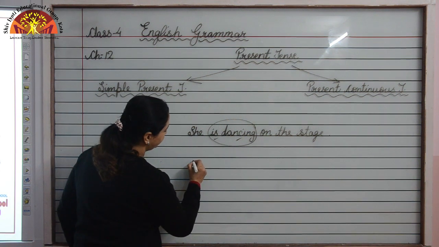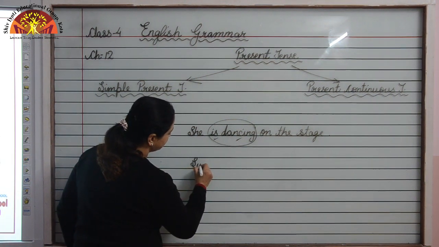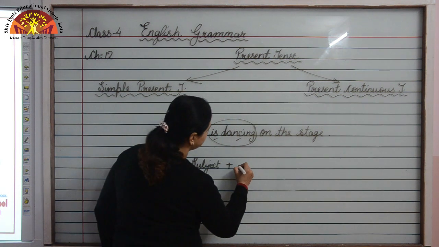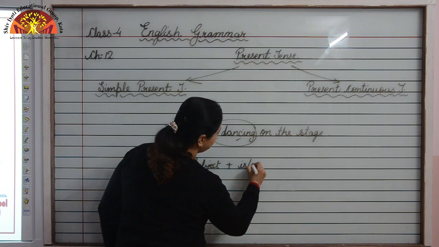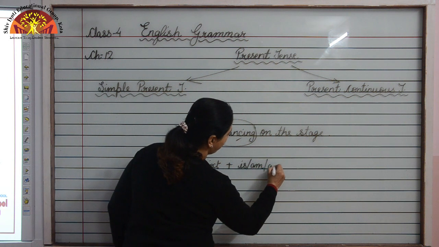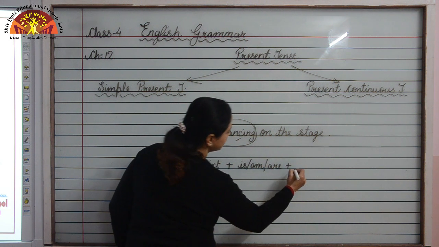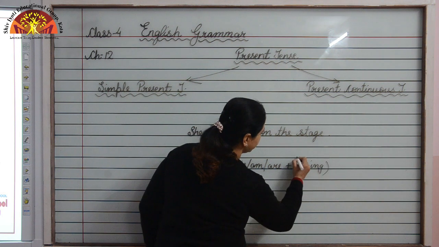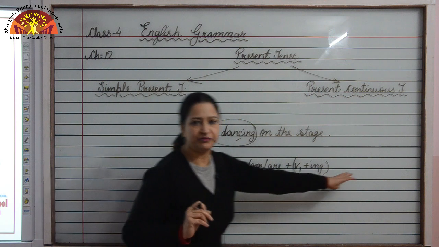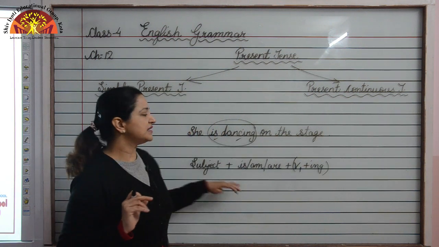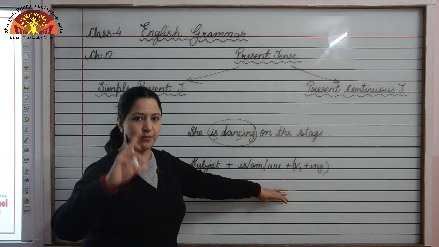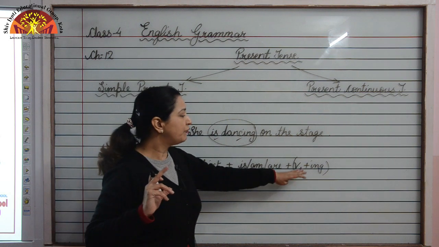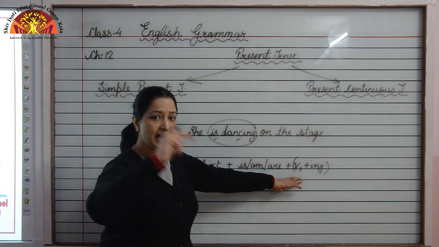So the structure of present continuous tense is subject plus is, am, are plus verb plus ing, and rest of the sentence. So this is the structure. Keep in your mind: subject plus is, am, are plus first form of verb and ing.